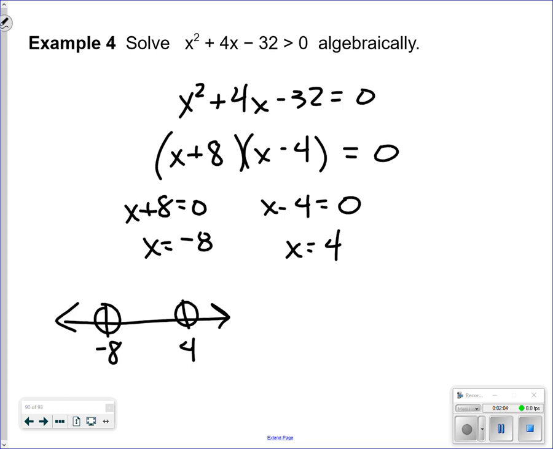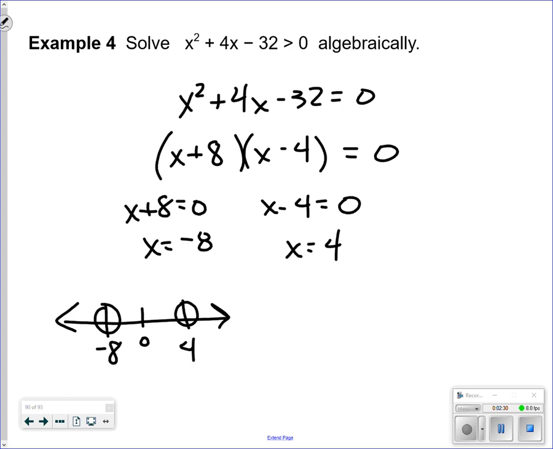The next step is deciding where it should be shaded. And you only need to really do this one time. It's always shaded every other one. So it's either shaded on the outsides or it's shaded on the inside in between. So pick any number you want. I usually always pick 0. 0 in this case is located in between.